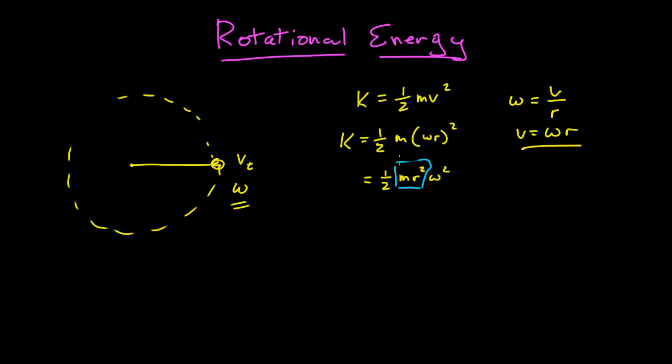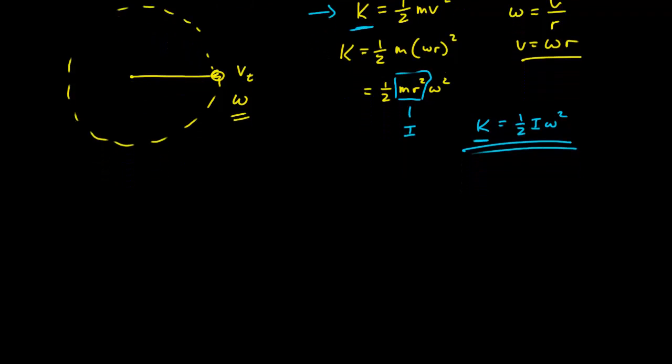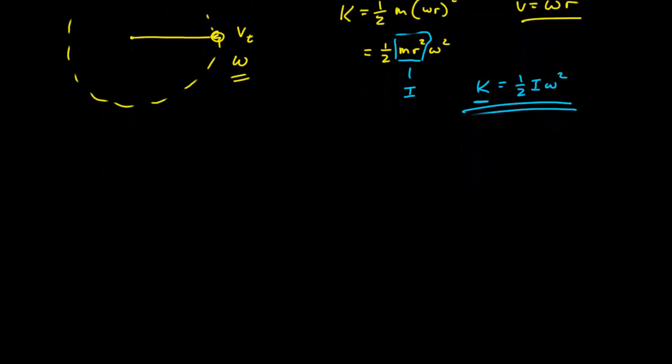And we see this right here is what we represented as the moment of inertia of a particle. And so I can rewrite the rotational energy as 1/2 I omega squared. Really all I've done is rewrite our traditional kinetic energy for a particle in terms of our rotational characteristics, our moment of inertia and our angular velocity. But this is now just the same kinetic energy.